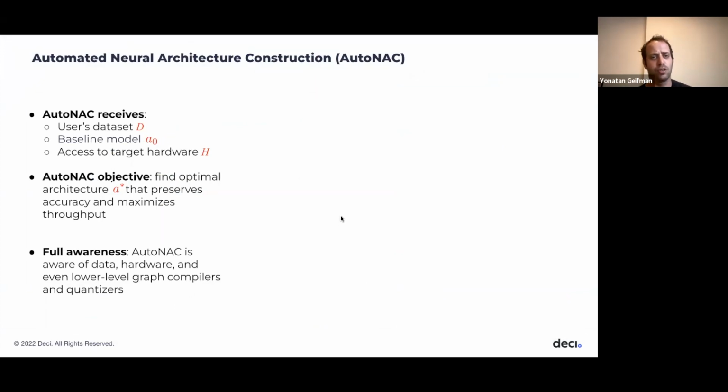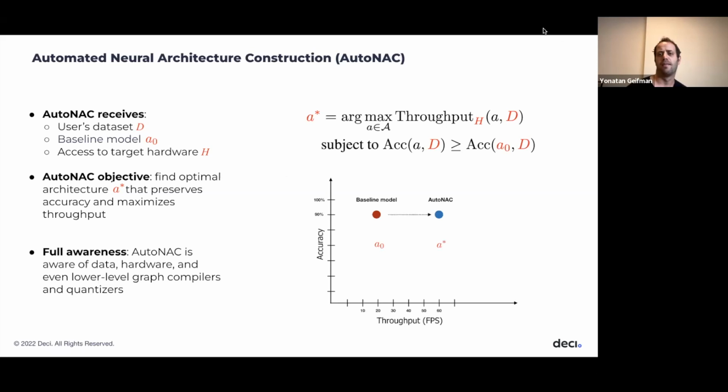So let's understand a little bit about the automated neural architecture construction algorithm and how it works. As I mentioned earlier, AutoNAC receives three inputs: the user's dataset, a baseline model, which we will call A0, and access to the target hardware. Let's assume for this example that it will be a Jetson Xavier. The AutoNAC objective is to find an optimal architecture A star that preserves the accuracy and maximizes the throughput. So we have some baseline model, for example ResNet 50, and we want to improve its inference performance, the throughput, but with the same accuracy as that ResNet 50. AutoNAC is aware of the data, hardware, and even the low-level graph compiler, and I will explain it. All we need to understand is the equation that is written here.